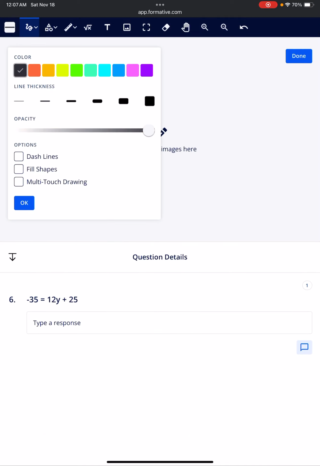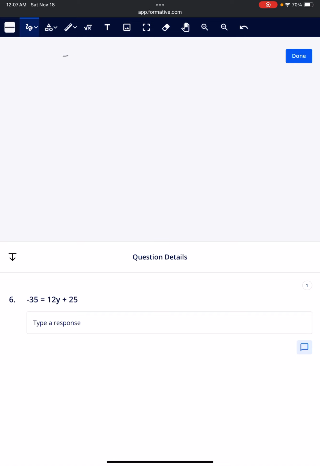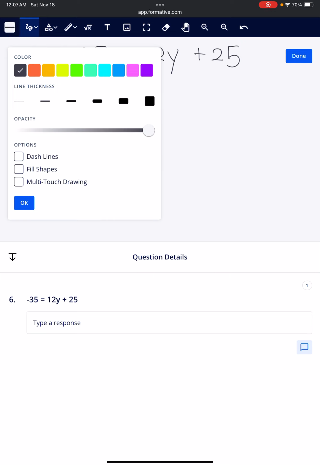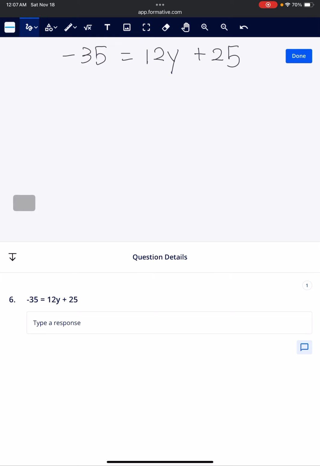Again, I'm going to write the problem first. You need to try yourself first, and if you don't get it, then watch the video. Again, we are trying to solve for the variable, so you need to isolate this. You need to get rid of 25. So I'm subtracting 25 because it's plus. We're doing negative 25 on both sides.